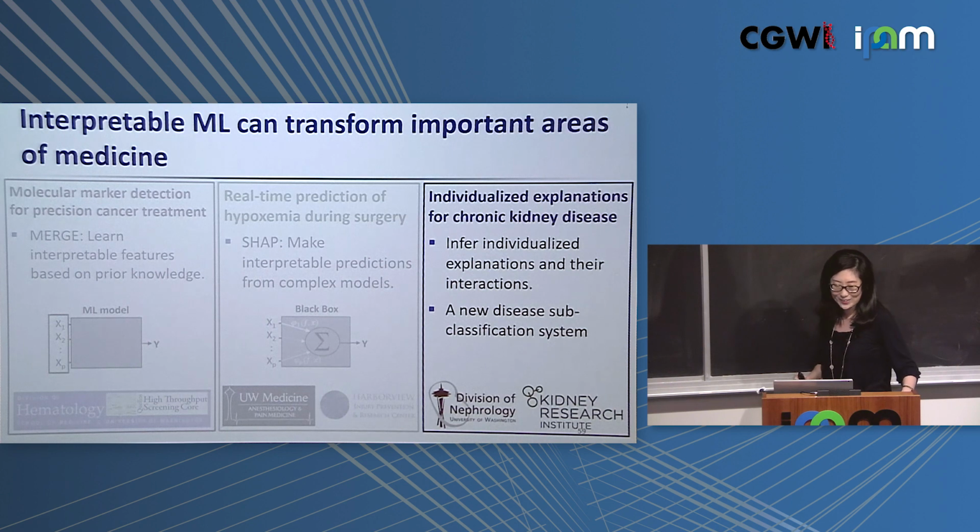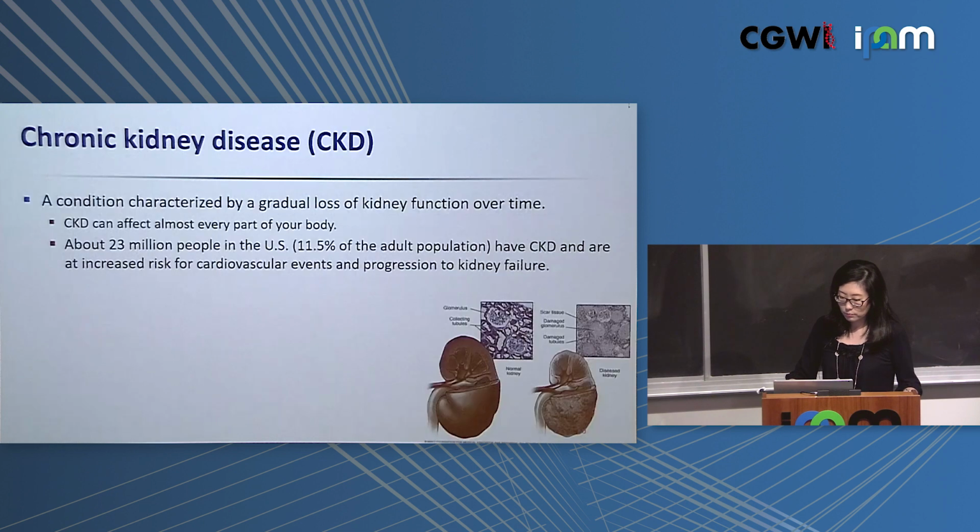All right, so the third, how am I doing on time? The third part will be super fast. I will briefly talk about our ongoing effort on CKD, chronic kidney disease. CKD refers to a condition characterized by gradual loss of kidney function over time, and it can affect almost every part of your body. Because of that, a lot of people who have CKD have an increased risk for cardiovascular events and progression to kidney failure.